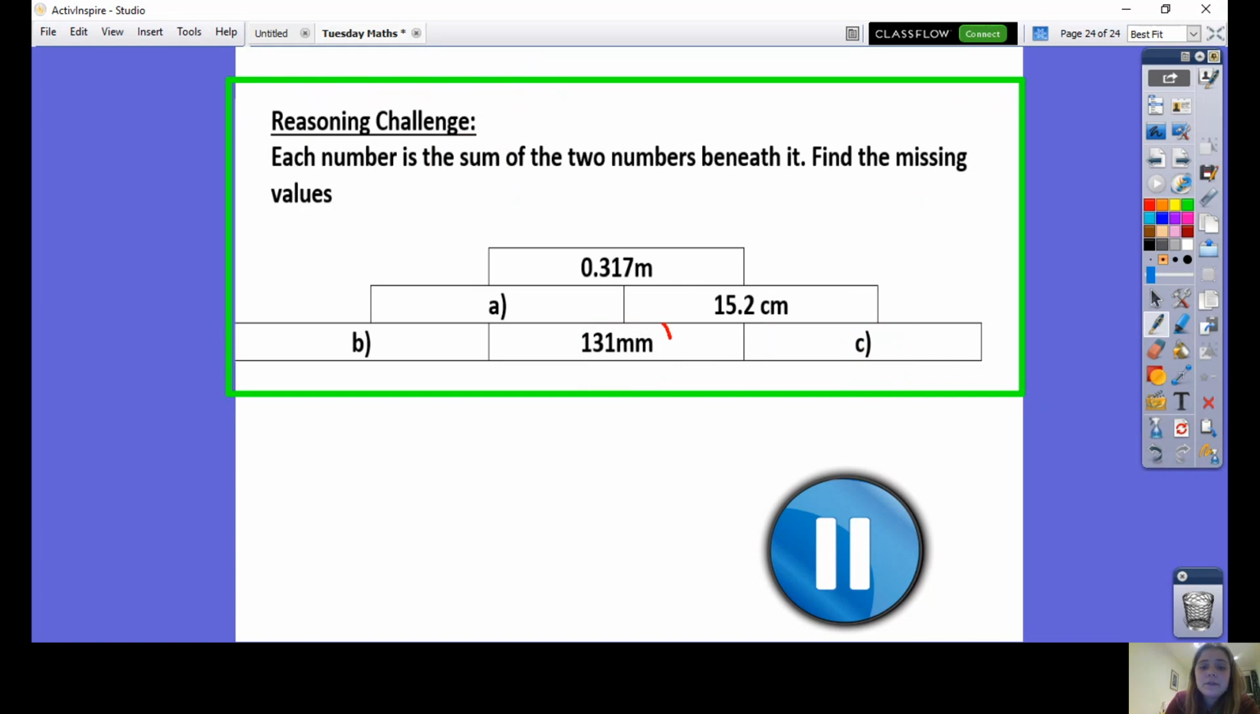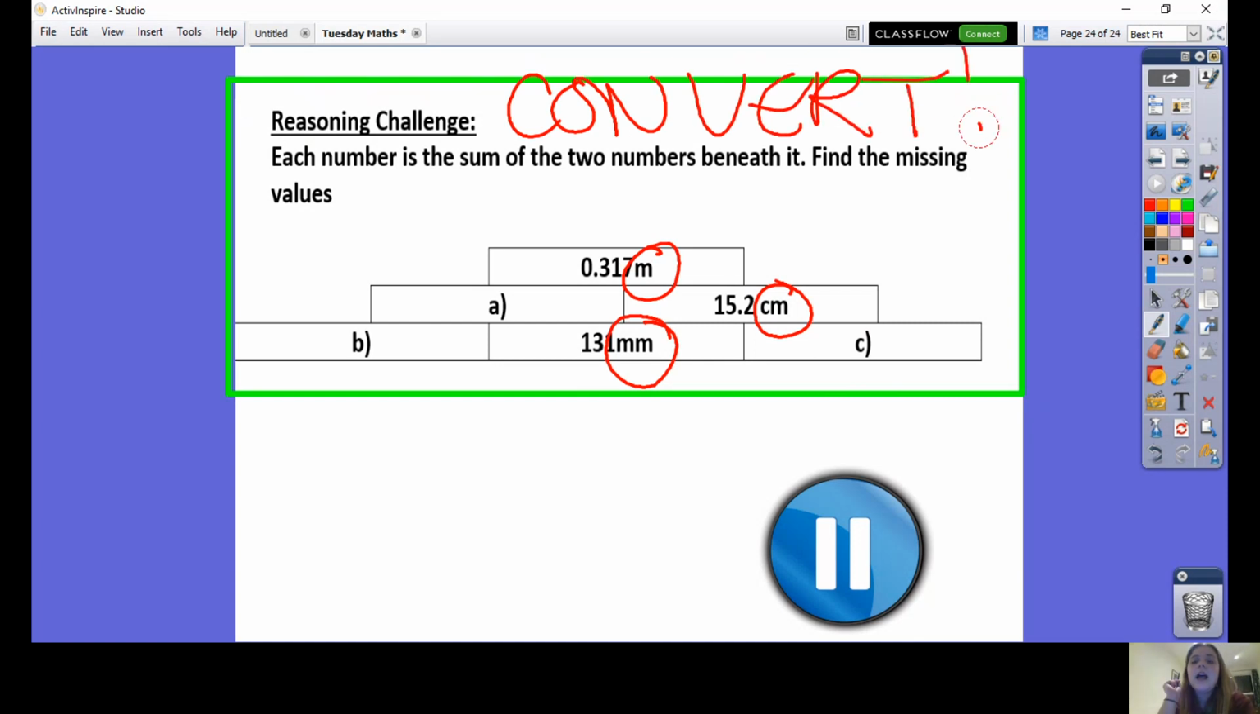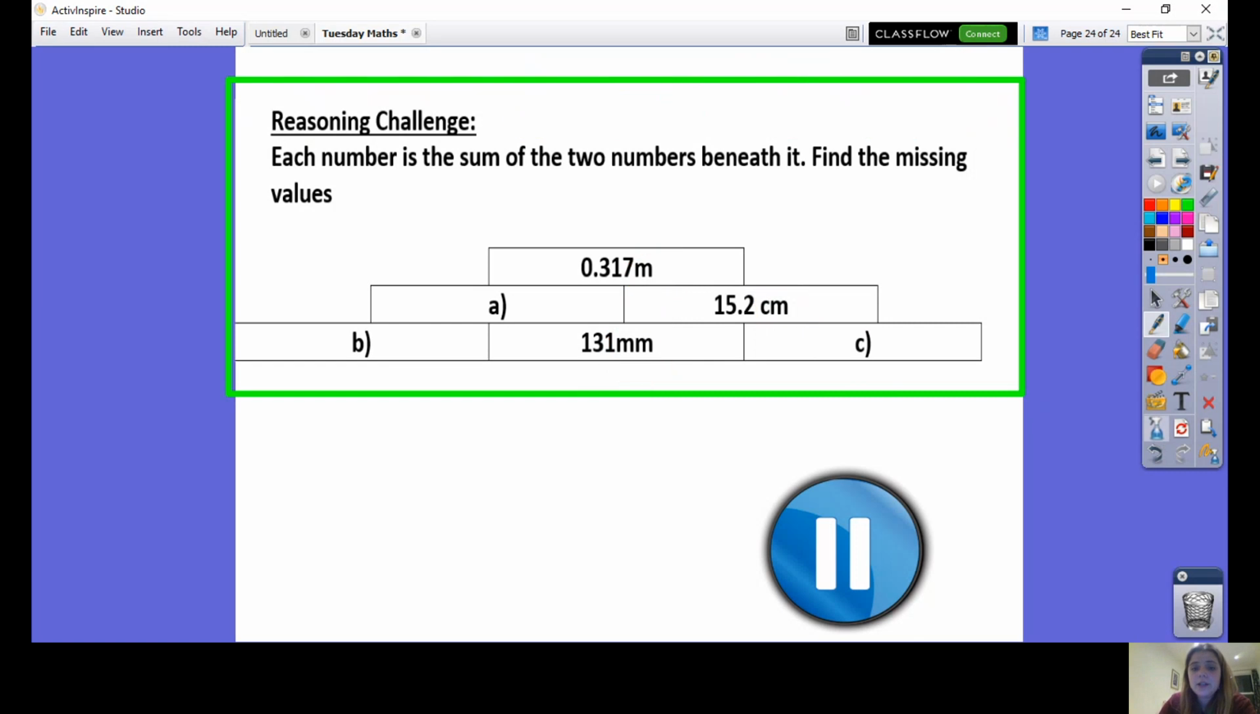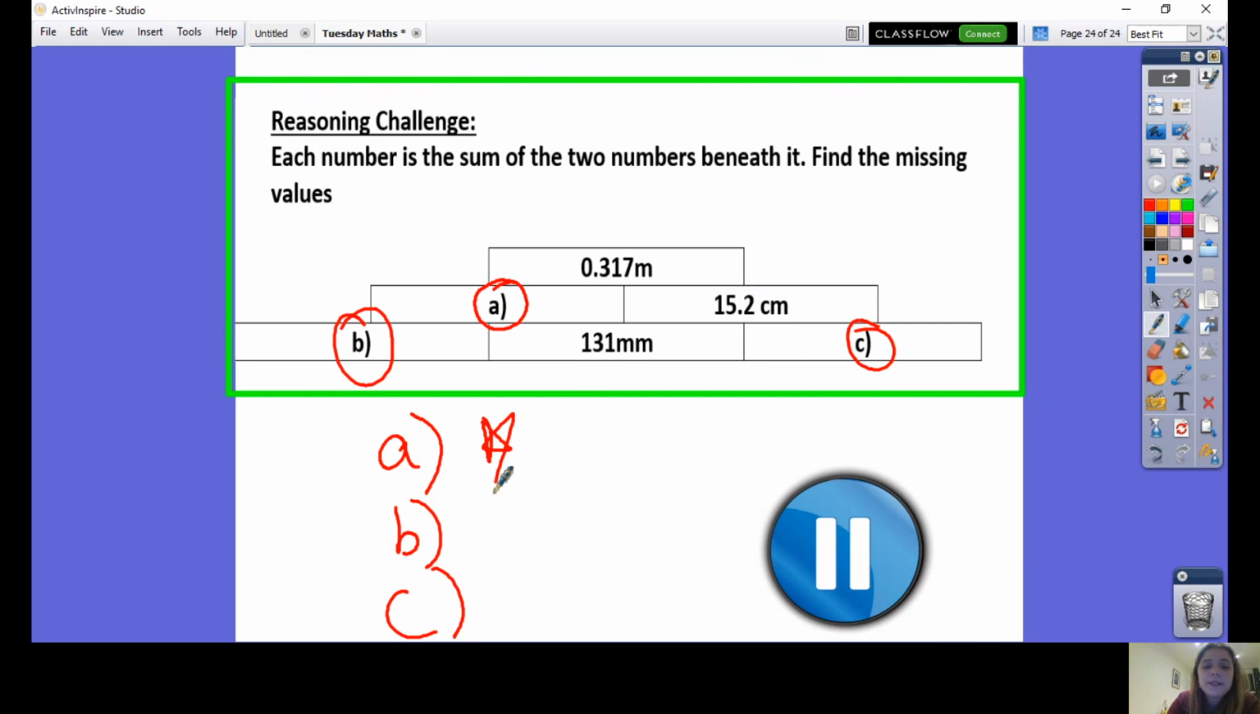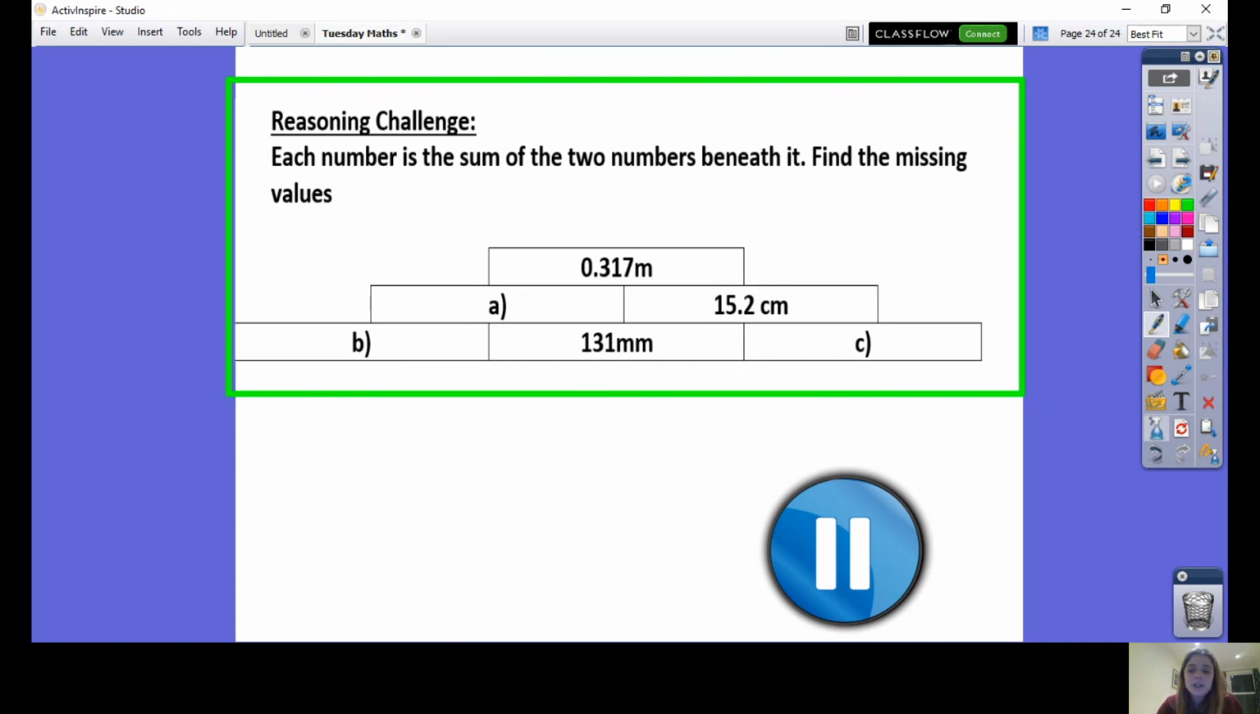Remember though, you can see you've got different units of measurement, so before you add or subtract, you've guessed it, you need to convert. Have a go at this reasoning challenge. You can do your working out wherever you need to, and underneath in the reasoning challenge, whatever number goes in this box is A, in this box is B, and this box is C. I'd recommend starting with A or C, but it's completely up to you. Have a go at this question. I know it's a little bit trickier, but everyone should have a go.